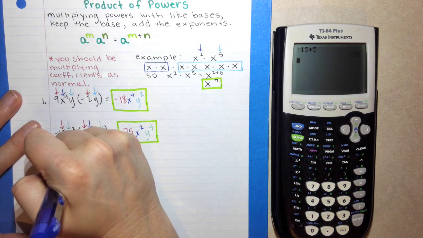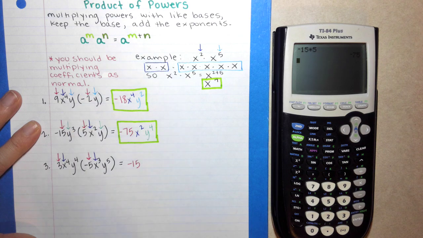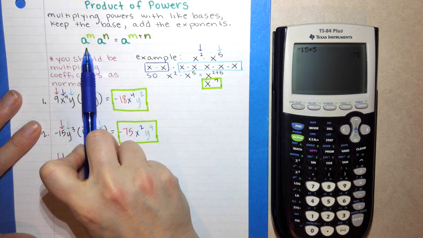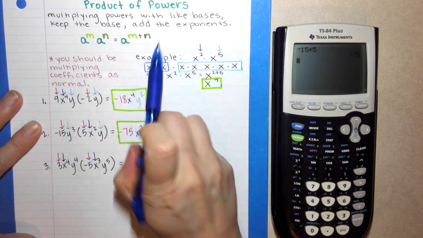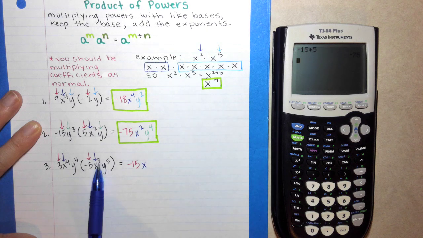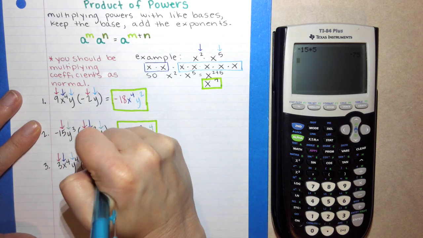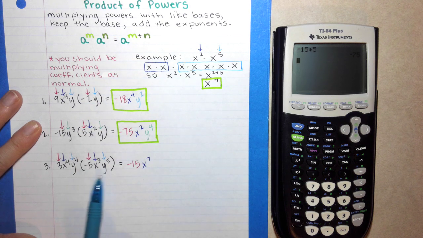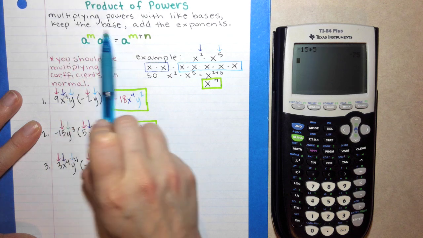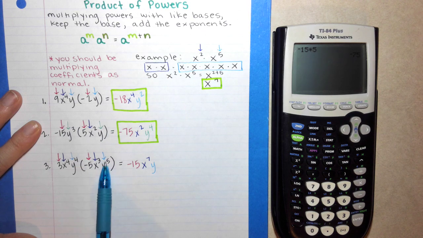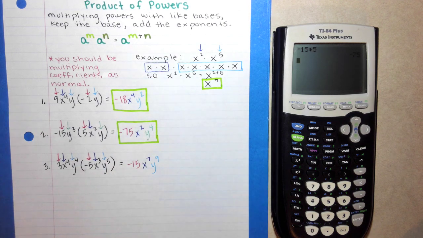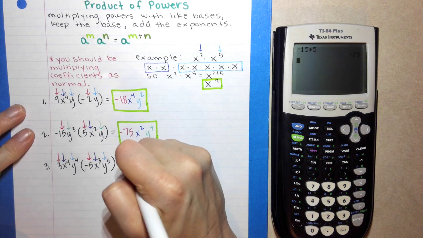Next, I'm going to multiply x to the 4th times x to the 3rd. So look at our rule. Remember, we're going to keep the base, so we bring the x over, and I'm going to add the exponents. 4 plus 3 is 7. All right. Now I'm going to do y to the 4th times y to the 5th. Same base. I'm multiplying, so I'm going to keep the base, y. I'm going to add the exponents. 4 plus 5 is 9. And this would be our product.